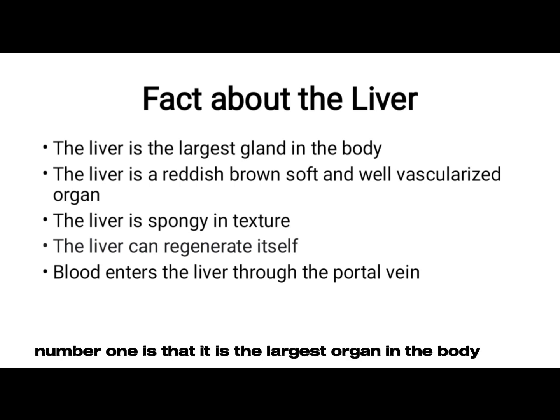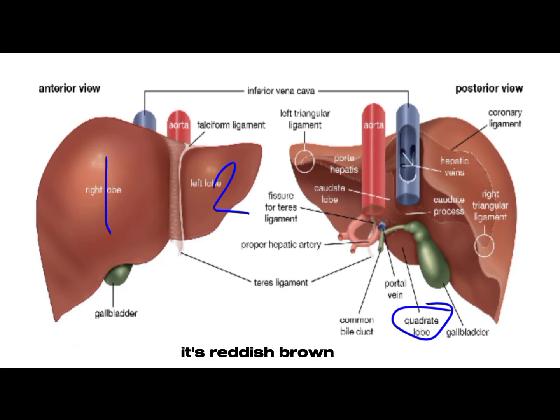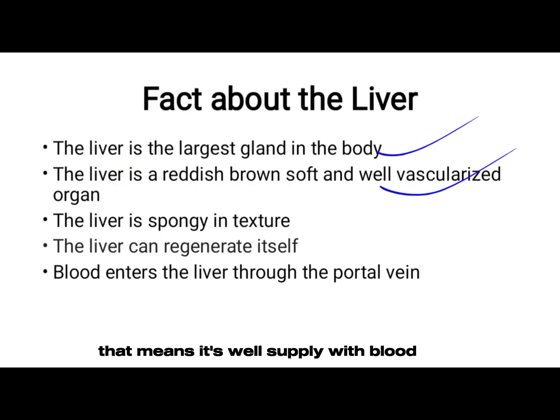Number one is that it is the largest organ in the body, the largest solid organ in the body. Number two, it is a reddish brown and well vascularized organ. As you can see here, it's reddish brown and it's vascularized. What do you mean by vascularized? That means it's well supplied with blood, and it's also very spongy in texture. That means it's soft.